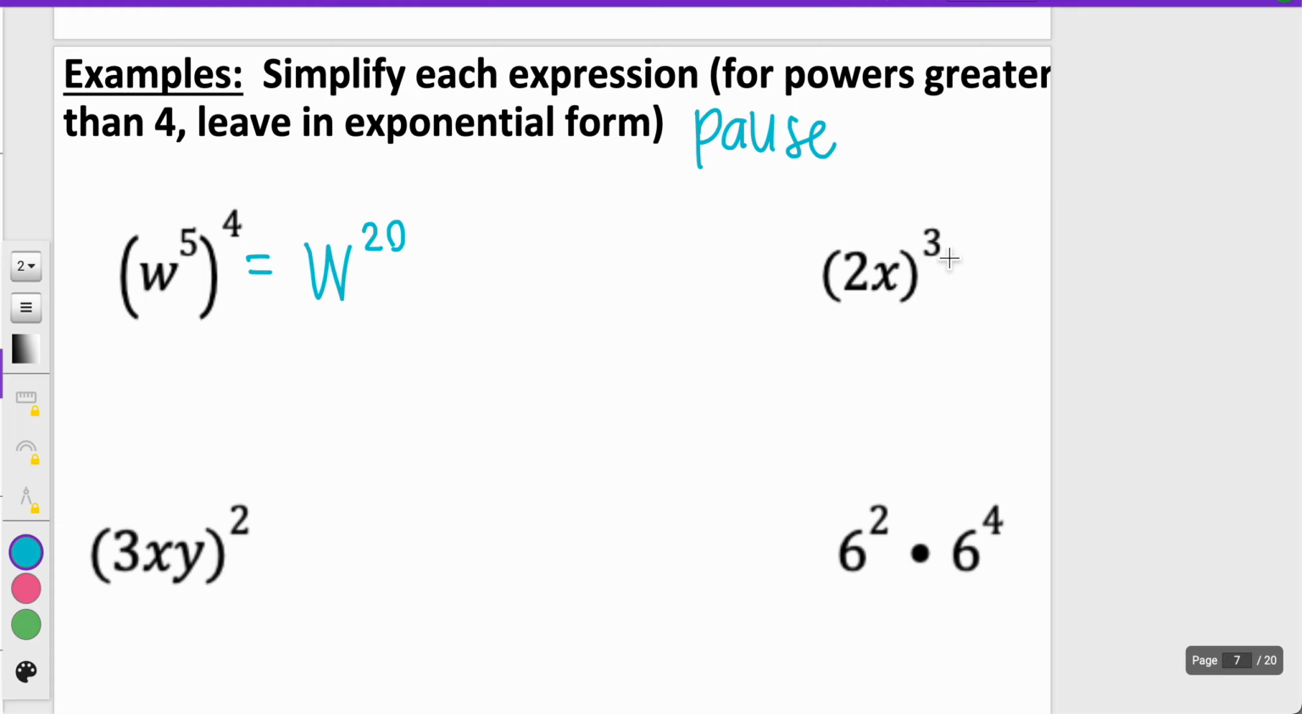2x in parentheses to the third means 2 to the third, x to the third. And since I have a power less than 4, I'm going to go ahead and solve this. 2 to the third is 8, and x to the third just stays the same. So 8x to the third.